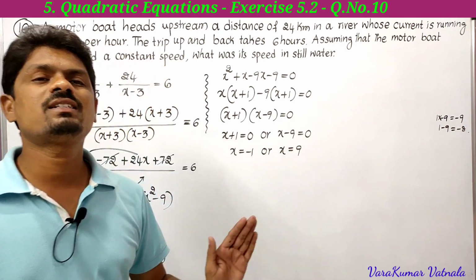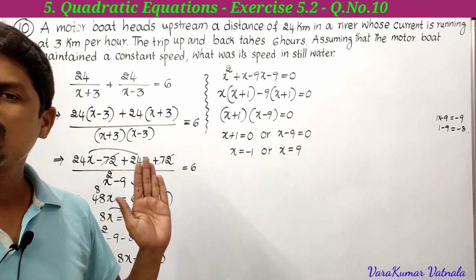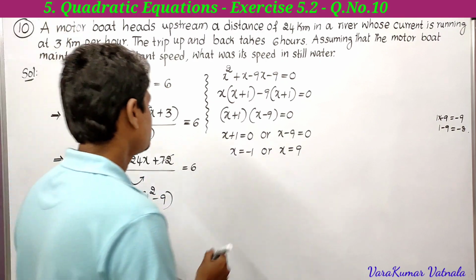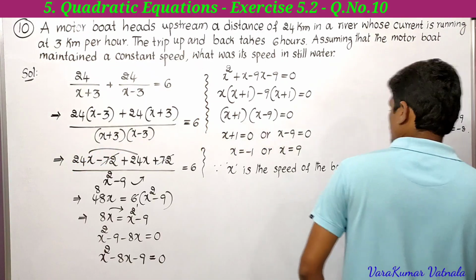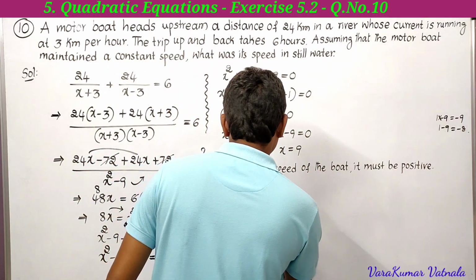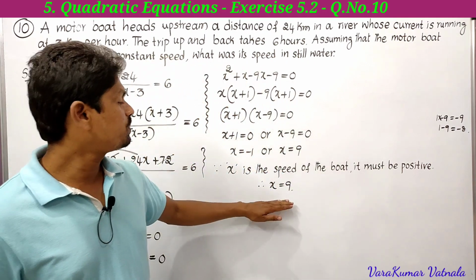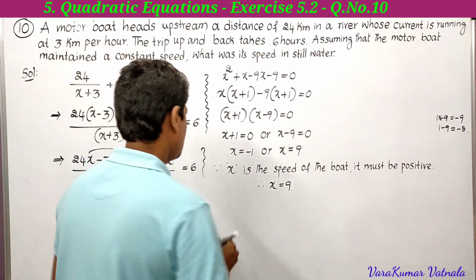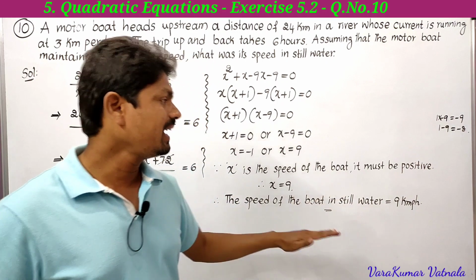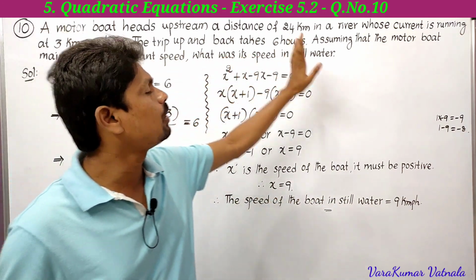So actually what is x? X is speed of the boat in still water. So speed must be positive only. So we have to take only the positive value. Since x is the speed of the boat, it must be positive. Therefore, x is equal to 9. So here x is nothing but speed of the boat in still water. Therefore, the speed of the boat in still water is equal to 9 kmph. So he is asking to find the speed of the boat in still water.